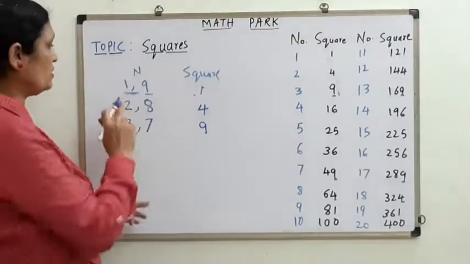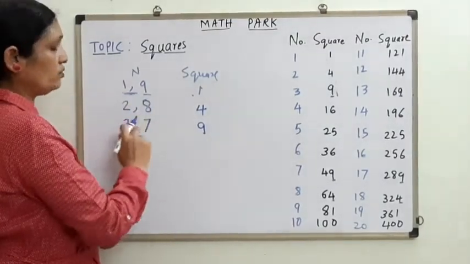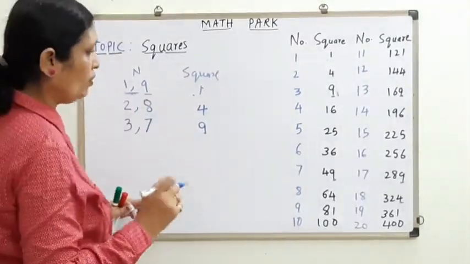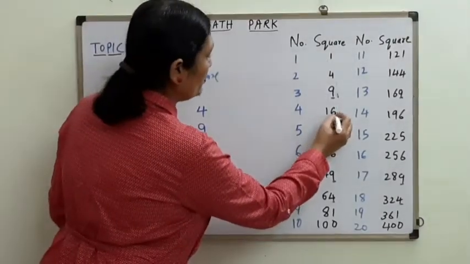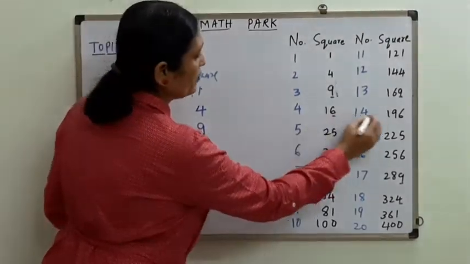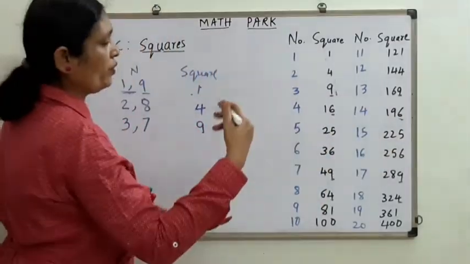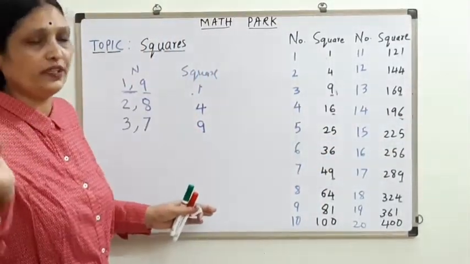Look at these combinations: 1, 9, 1; 2, 8, 4; 3 and 7, 9. Okay, now look at this. What happens with 4? When the number is ending with 4, the square is ending with 6. So the square of 24 will also have a unit digit of 6.